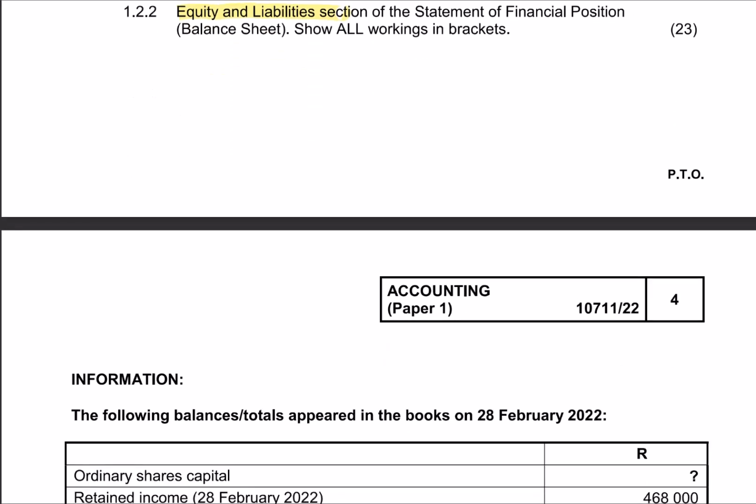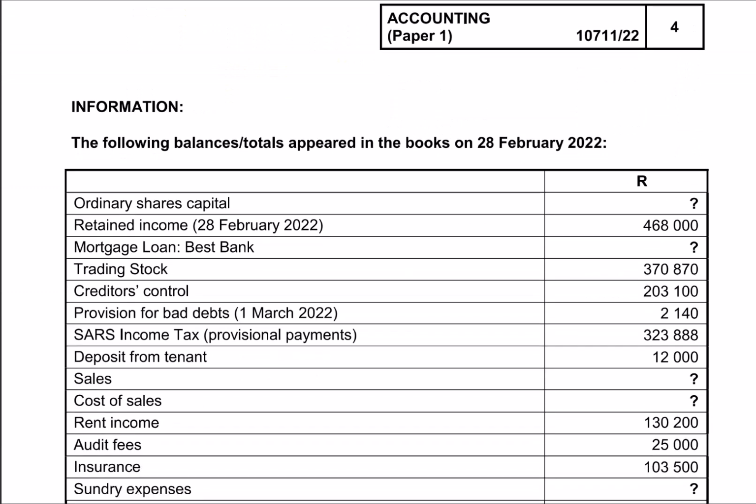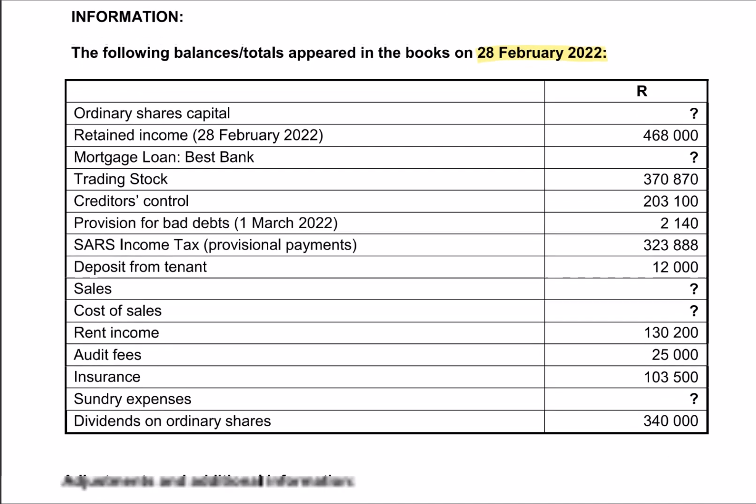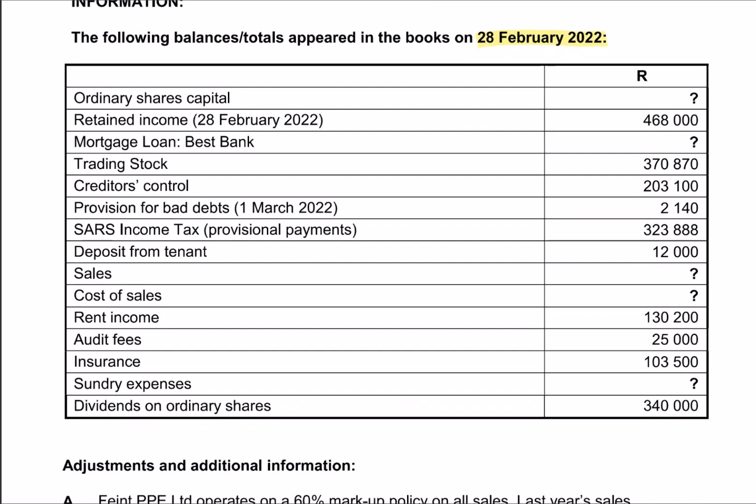Then the information. The following balances and totals appeared in the books on 28 February 2022. Ordinary share capital, probably we have to work it out. Retained income 28 February 2022. You see this date here, that's the closing balance. That means they gave you the closing balance. We'll see maybe when you check the income statement or the statement of comprehensive income, you find that that figure is already 468,000.